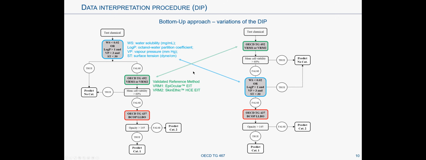But you can also use a different variation of the DIP. So start with an RhCE, followed by the physical chemical properties and the BCOP LLBO. And those are both examples of bottom-up procedures. So you use the bottom-up procedure when you assume that your chemical is a non-irritant. If you assume that your chemical is irritating, then you use the top-down approach, which means that you should start with the BCOP LLBO.